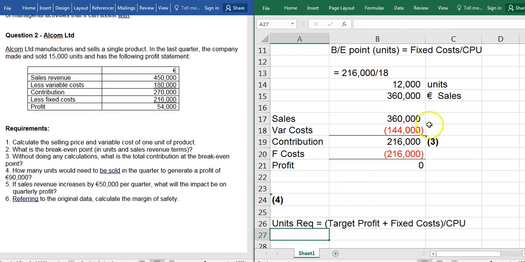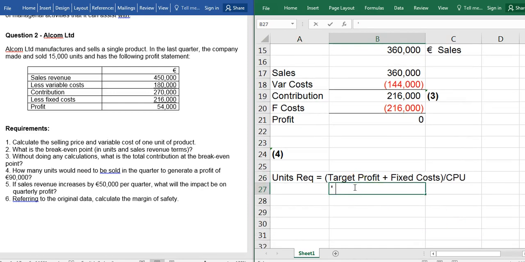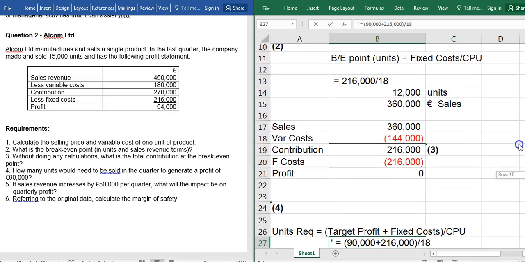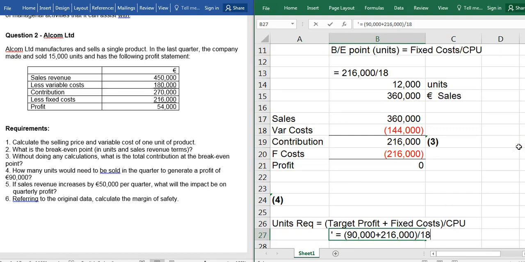So the only difference here is, before, we just divided fixed costs on the top because we just needed to cover that. Now we need to cover fixed costs and your target profit. So we're just adding on an extra hurdle. In this case it's going to look like 90 plus 216, divided by 18. So the 18 hasn't changed. That's still your contribution per unit. So what we want to know now from part 4 is how many units we sell at €18 contribution to cover not only the 216, but also generate a profit of 90.